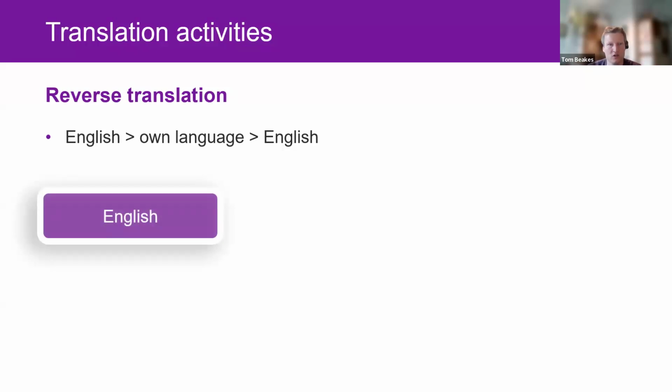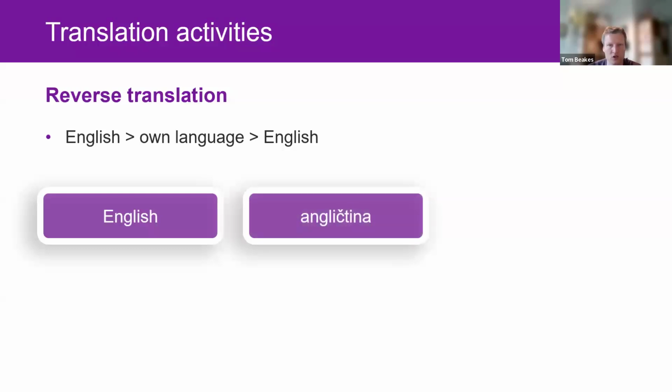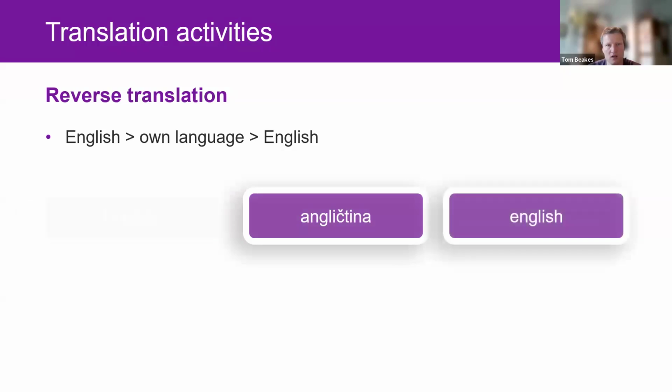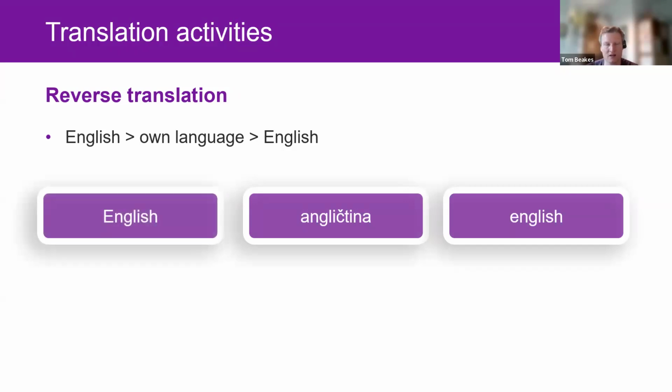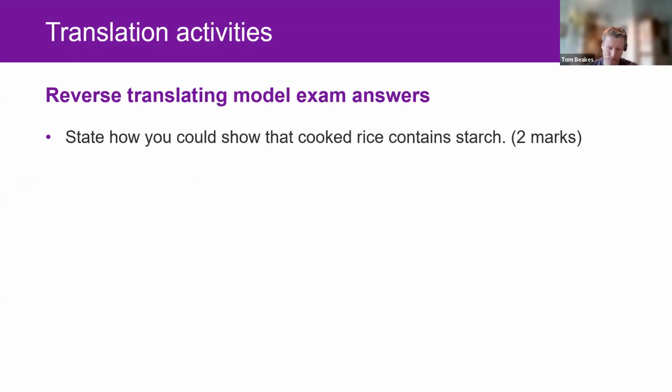So just to give a single word example, we've got the word English and a translation in a foreign language, in this case Czech, and then the child might translate that back into English. Now, of course, you'll notice they've maybe made a little mistake because they've forgotten to capitalize the E, because that's not how it works in their own language. So then we can bring back the original and they can go, ah, there's a difference. Ah, yeah, I forgot to do the capital letter. That's a very simplified way of doing it.